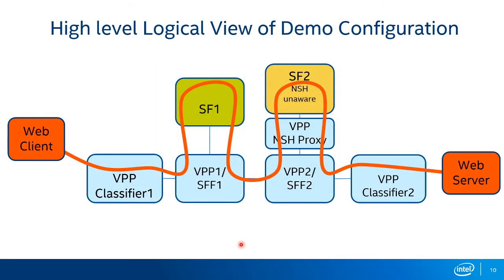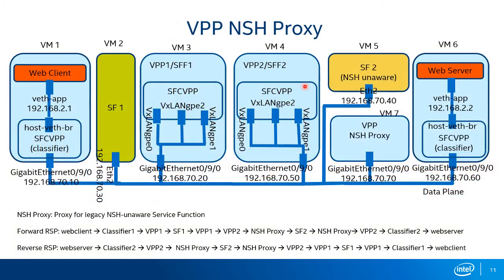This is a logical topology for my NSH proxy demo. I added an NSH proxy VM between SF2 and VPP2 because SF2 is a legacy service function. It cannot support NSH header. So here, SF2 is special.